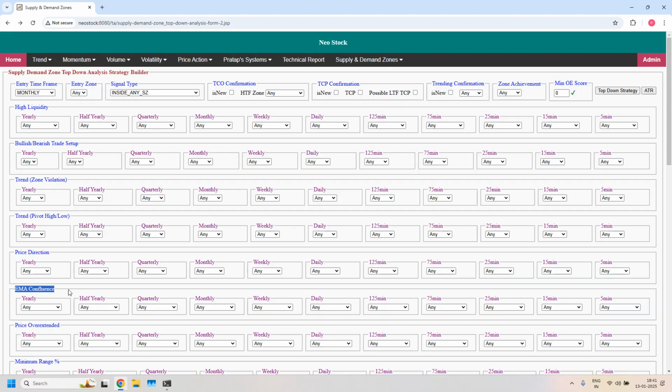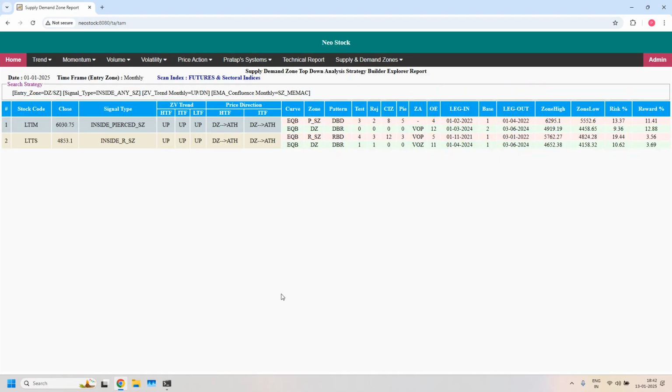In the EMA confluence, monthly time frame, monthly supply zone having monthly EMA confluence filter is enabled, and the trend at monthly time frame should not be sideways. It can be up or down. Let's filter. So these 2 stocks are having monthly supply zones with monthly EMA confluence, and the first one is a pierced monthly supply zone. Okay, this is about monthly time frame.